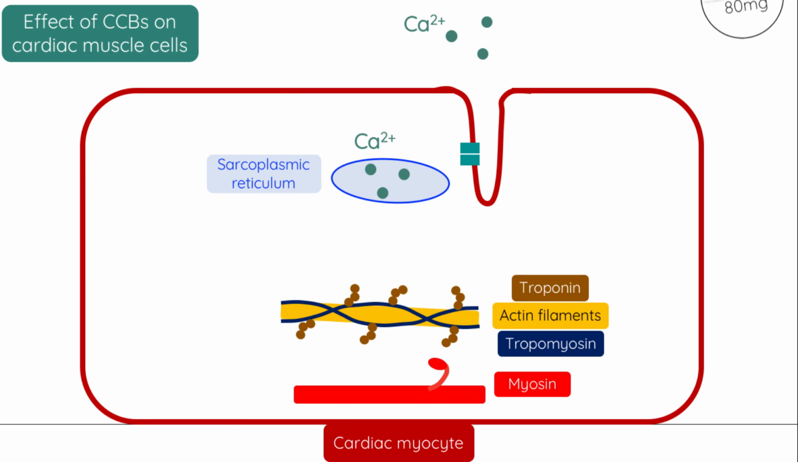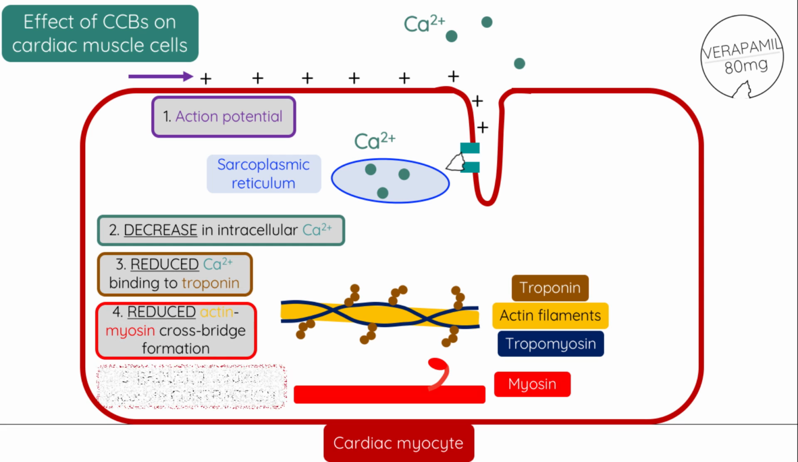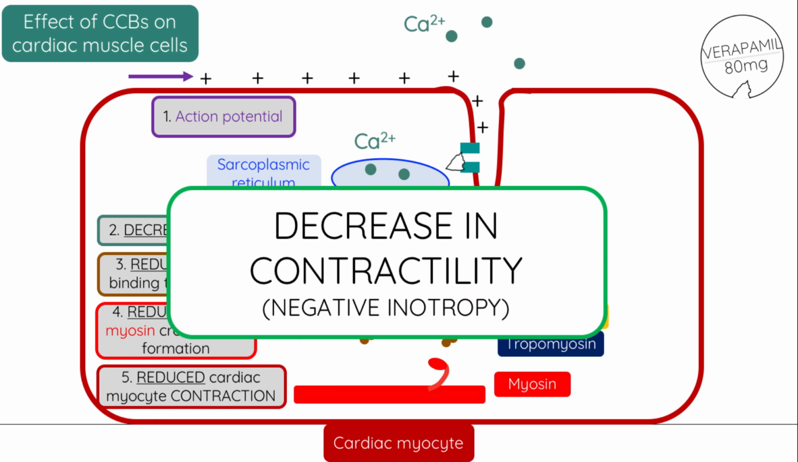Now, if someone is given a calcium channel blocker like Verapamil, which is specific to cardiac calcium channels, this decreases the intracellular calcium ion concentration, leading to reduced contraction of the cardiac muscle cell. Reduced contractility of the heart is referred to as negative inotropy, and this is why verapamil acts as a negative inotrope.